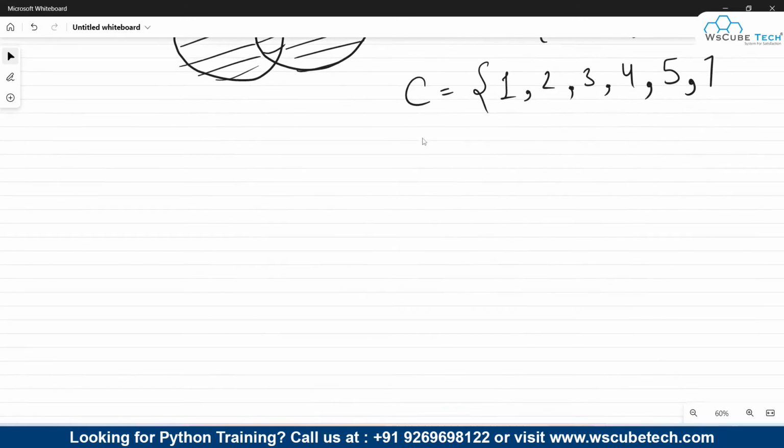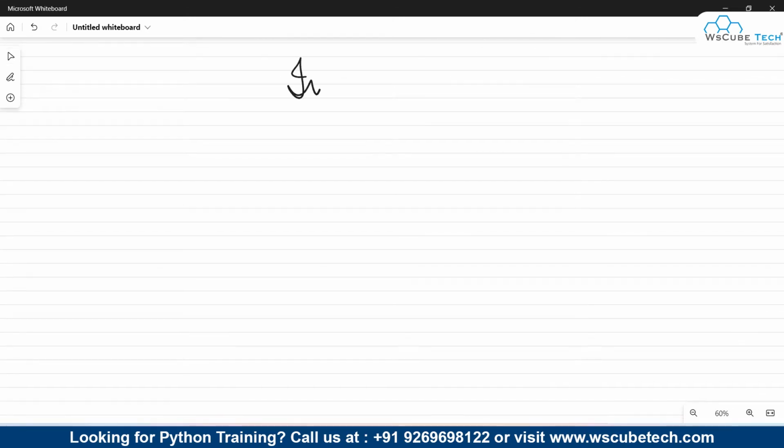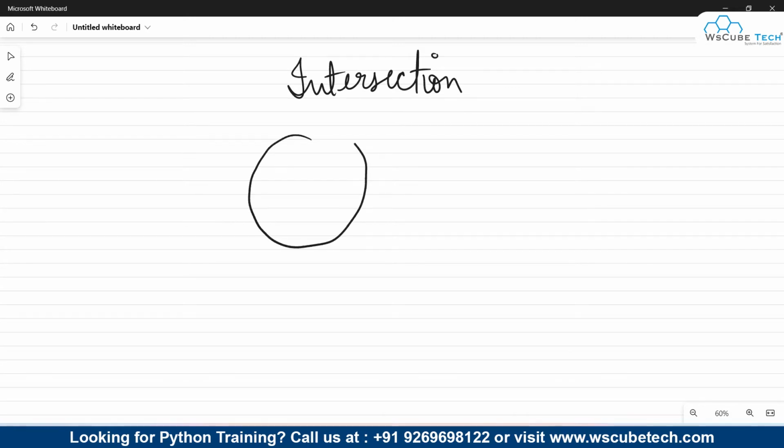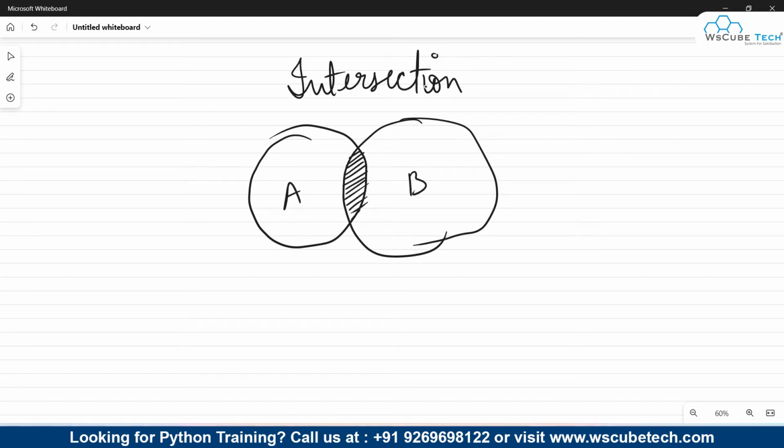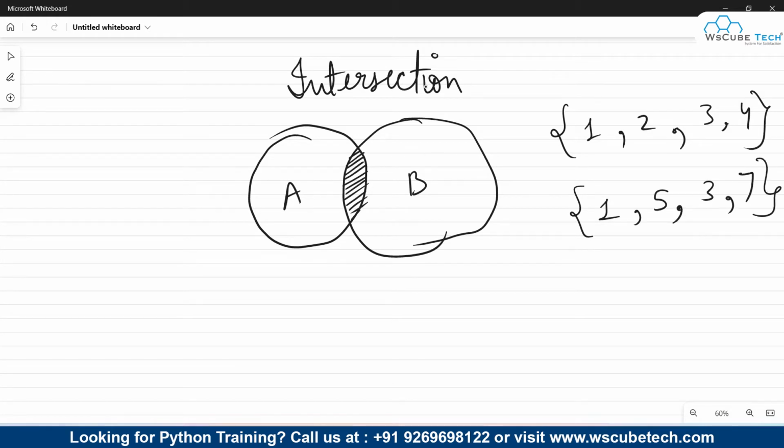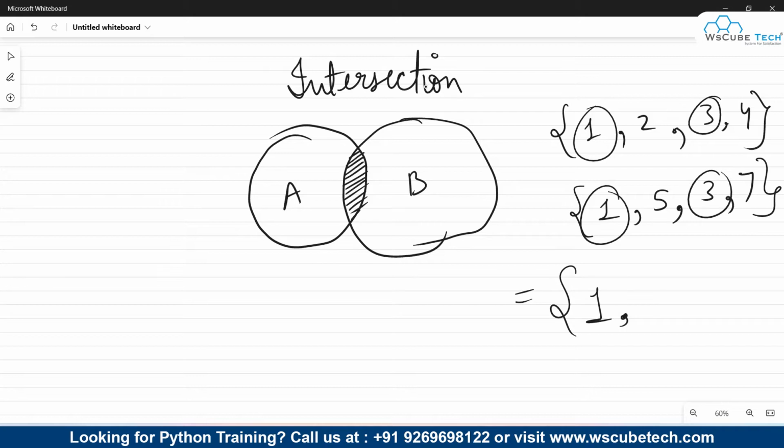Next, let's talk about the intersection. Again, I'll create a Venn diagram over here. Intersection of two sets will give us the common elements, that means the common elements which are there in A and B. So suppose I take two sets, 1, 2, 3 and 4. And here I take another set as 1, 5, 3 and 7. Then it will give me the common elements. So we can see the common elements are 3 and 3 and 1 and 1. So the common elements we would get are 1, 3. This is what intersection will give us.